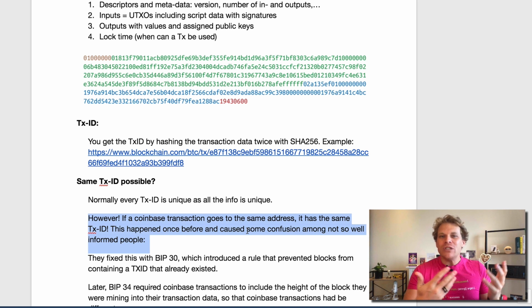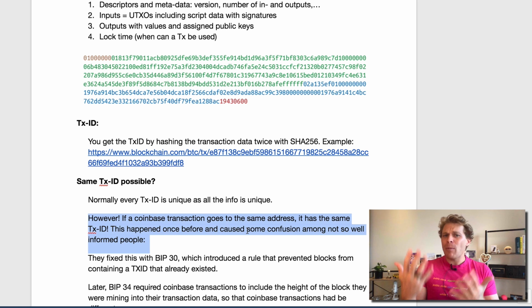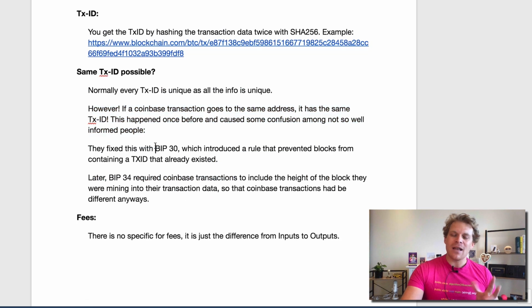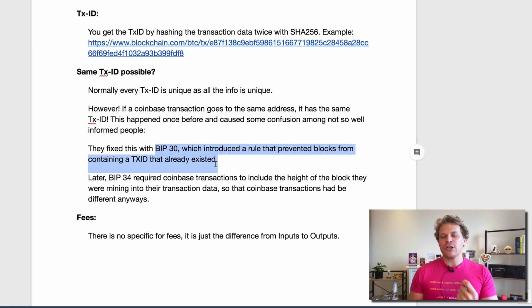And since there's no UTXO input, it's possible to have the same transaction ID. And this was fixed then in BIP 30. It was a kind of temporary fix. Basically, there was a rule that a transaction is not allowed to have the same transaction ID as another one, basically forcing people to use different addresses.